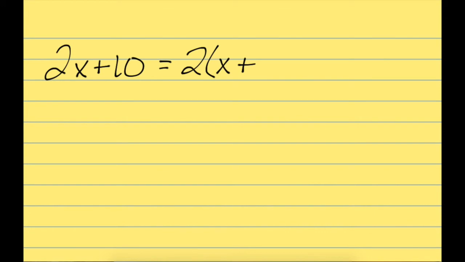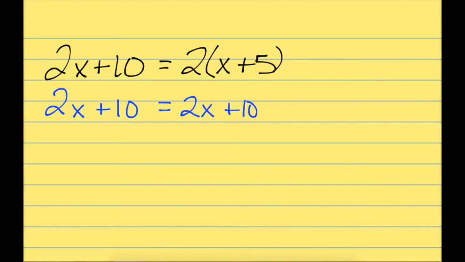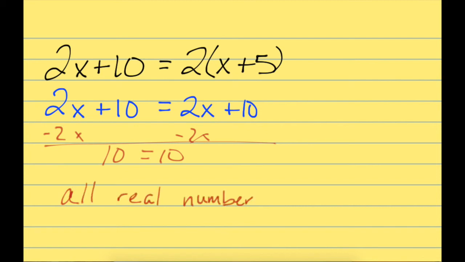On the other hand, if I had an equation like this, and I did my distributive property on the right, now I have 2x plus 10 equals 2 times x plus 10. And when will 2x plus 10 equal 2x plus 10? Well, for any value of x, that'll work. But if I'm not sure, I could just subtract 2x from both sides, and I'll see that I get 10 equals 10. That's always true. So this works for any real number that I put in for x. So my solution is all real numbers. No matter what number we put in for x in the beginning, it's always going to be equal.